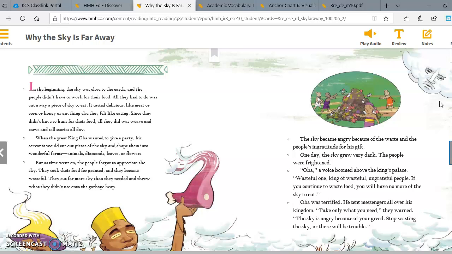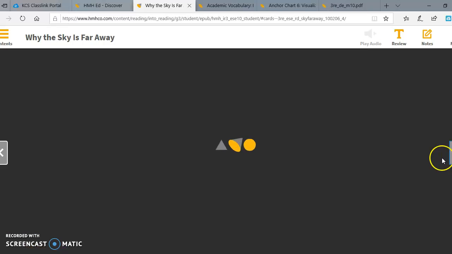Oba was terrified. He sent messengers all over his kingdom. "Take only what you need," they warned. "The sky is angry because of your greed. Stop wasting the sky or there will be trouble." Okay, let's turn the page.